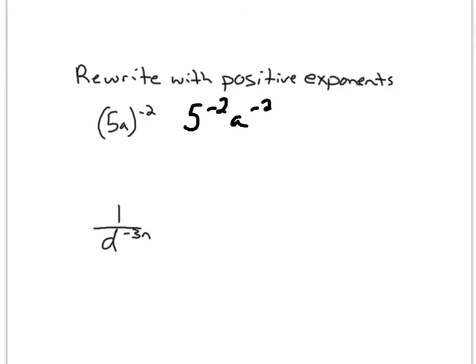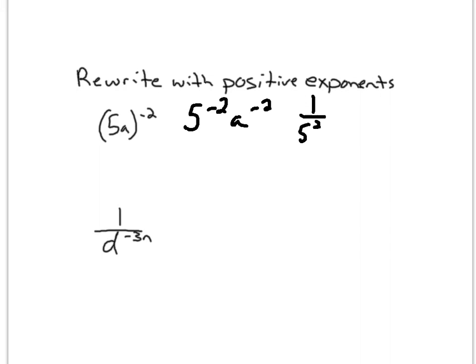Okay, so what that will become when I want to rewrite with positive exponents is 1 over 5 squared times 1 over a squared, which is the same as just 1 over 5 squared times a squared. Okay, that's one way to do this one.